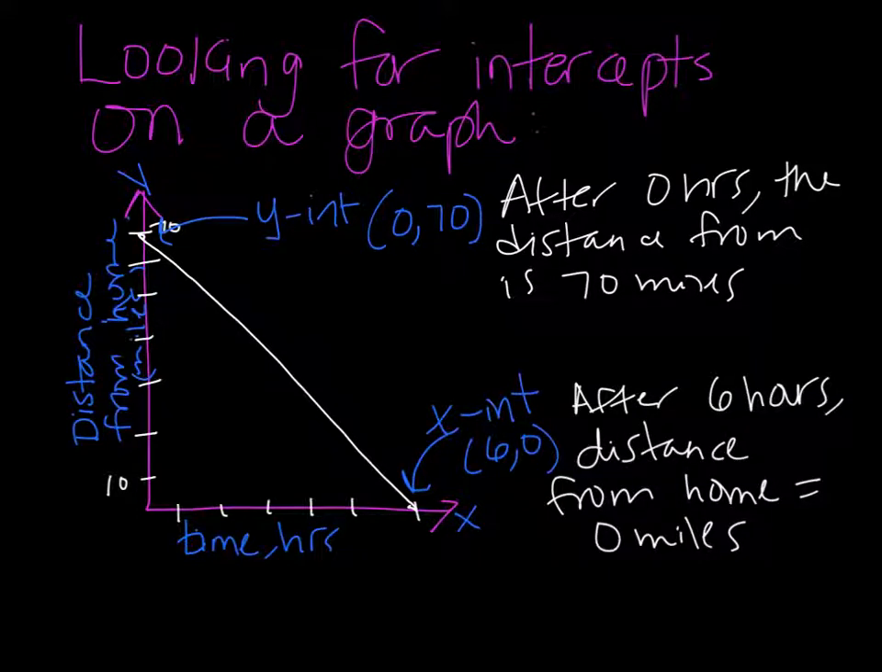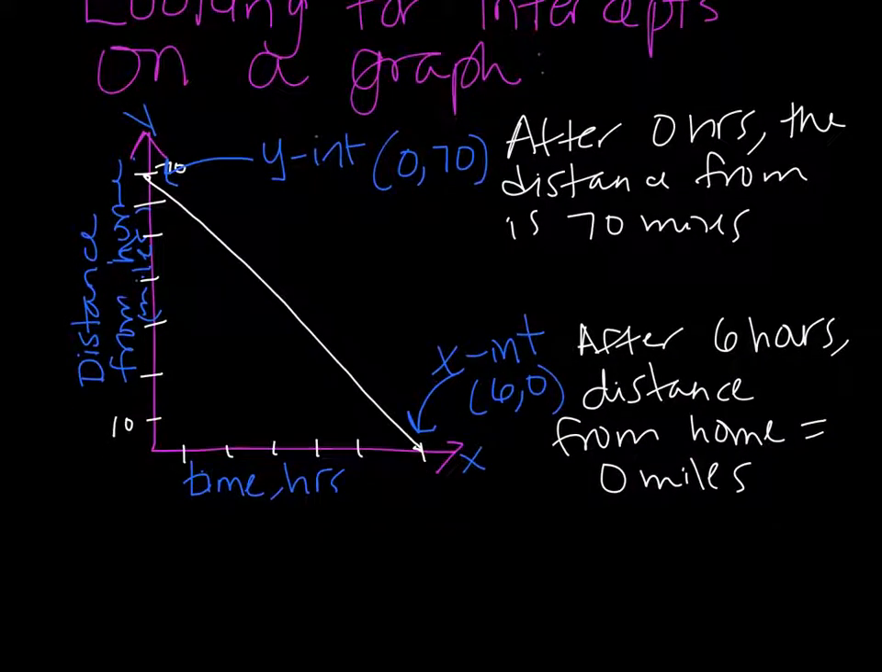Just as extra practice, if we were looking at domain and range on this one, I have this connected, which shows that this is a continuous graph. It means I can figure out how far away I am from home for any amount of time in between. It doesn't have to be a whole number. If I wanted to figure out how far away I am after 1.57 hours, I can, or 2.12, whatever it is. It doesn't just have to be 0, 1, 2, 3, 4, 5, 6.